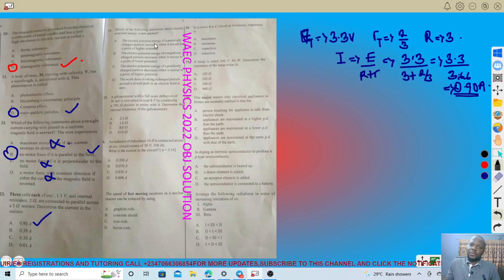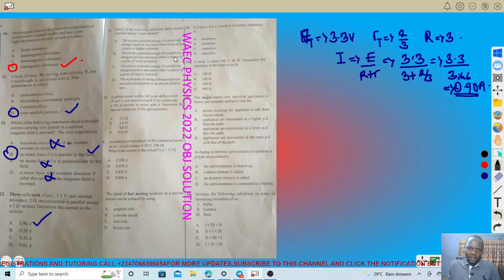So the electric potential energy of a positively charged particle increases when it moves to a higher potential. Of course, electric potential energy increases if you are moving to a point of higher potential. Please note that they increase because we've defined positive charge as excess of what? Proton, and deficit of electron. I hope you understand. So excess of proton, deficit of electron. So that is why this is correct.